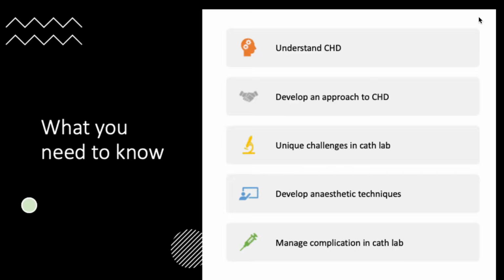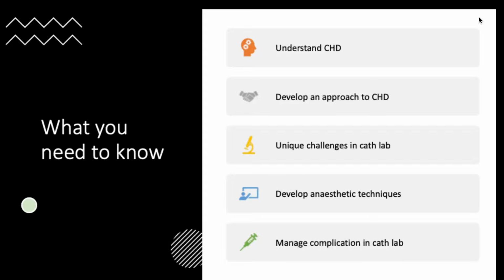You need to develop an approach to congenital heart disease. You need to understand which cases are, by no means routine, but regular, that we do often, versus those that we don't do, and it presents a unique challenge. Develop your own anesthetic techniques. This is something where you really need to find your own recipes in your own experience, and what works for you, and you will find things quite easily.